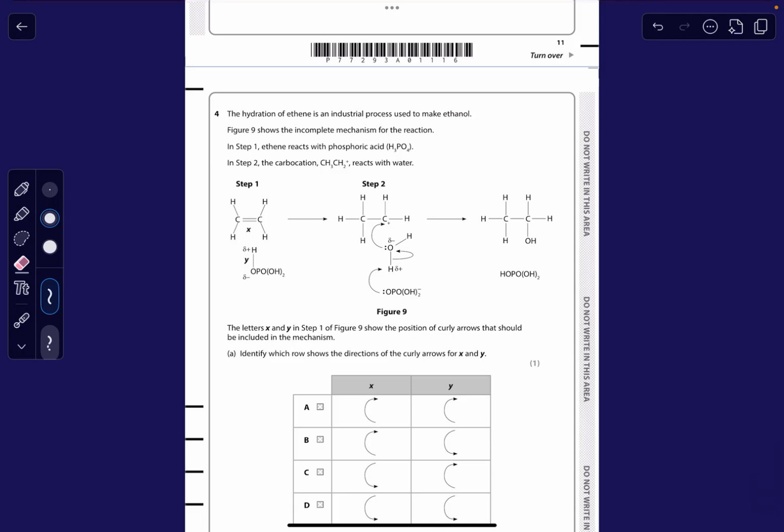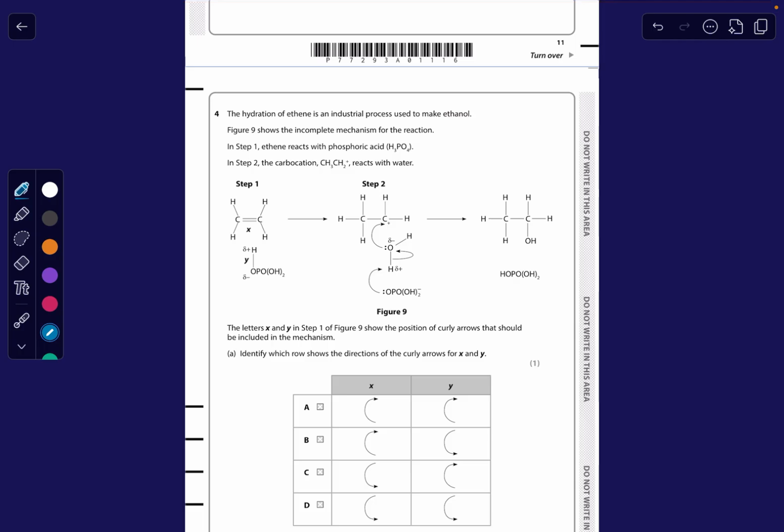Question 4, we're now linking back to electrophilic addition. I'm going to the hydration of ethene. Remember, this is just an electrophilic mechanism. I have taught you the electrophilic mechanisms, I just don't call it the electrophilic, I just call it hydration of ethene. It's an industrial process used to make ethanol.